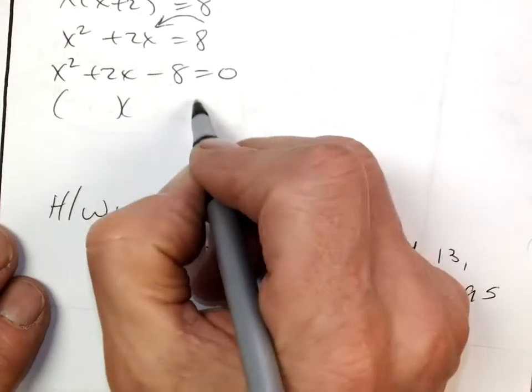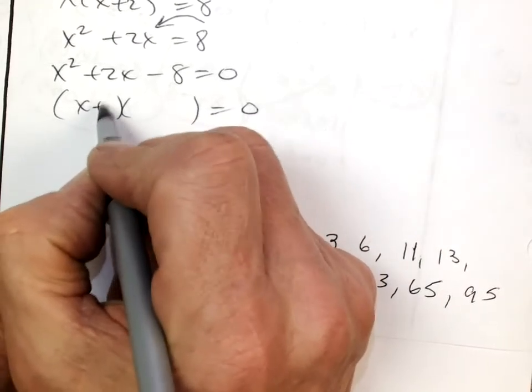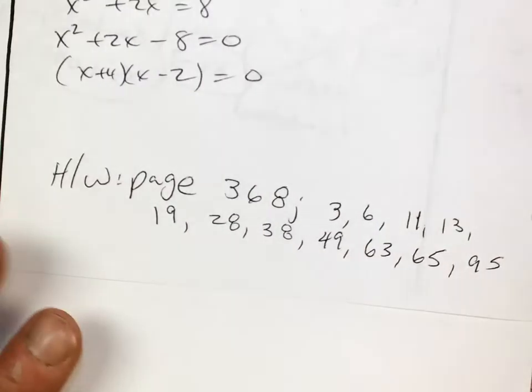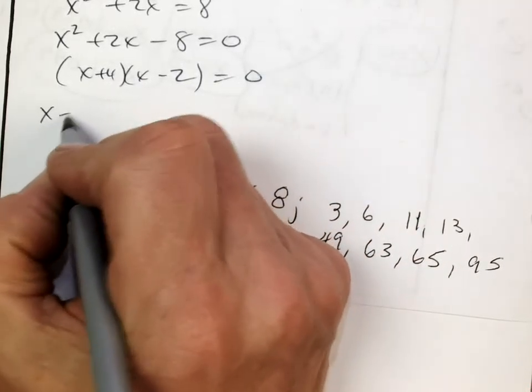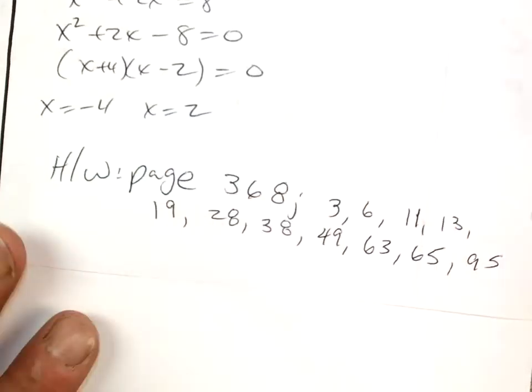Factor. What do you think? Yep. How about a positive 4, negative 2, right? I agree. But of course it has to equal the opposites, right? Because we're solving for it. So x would equal negative 4 and x is equal to 2, right?